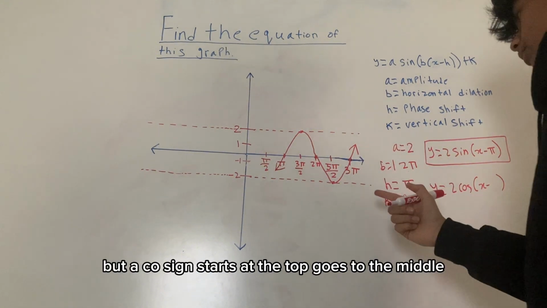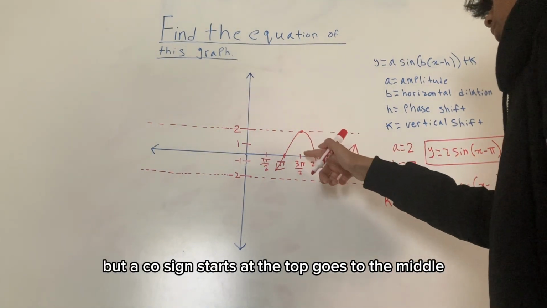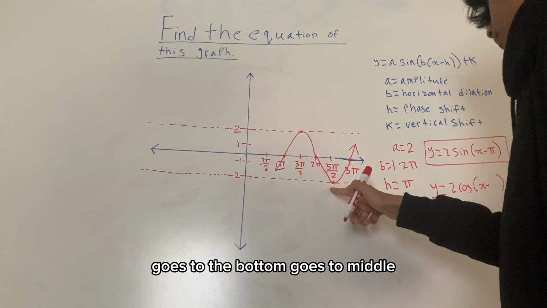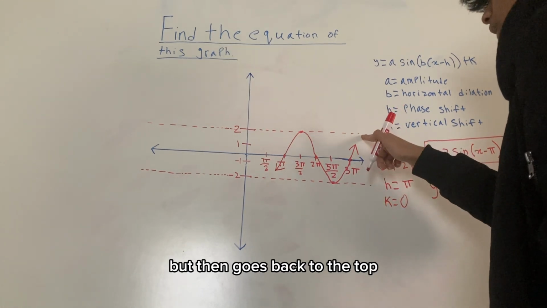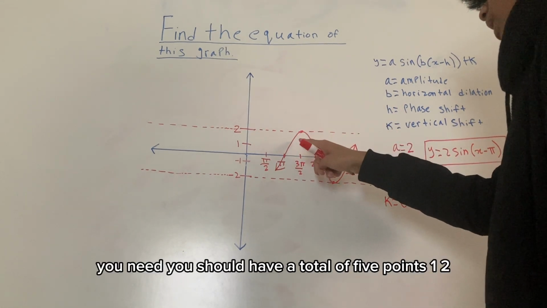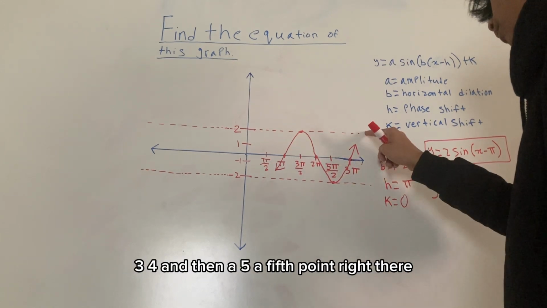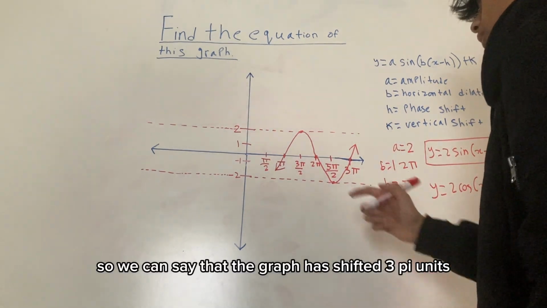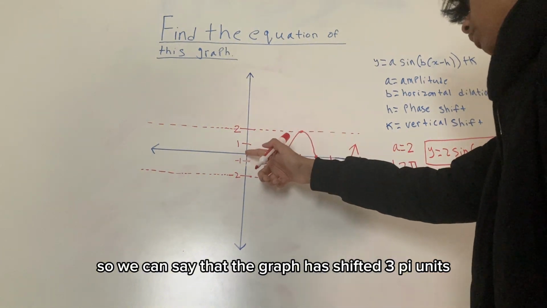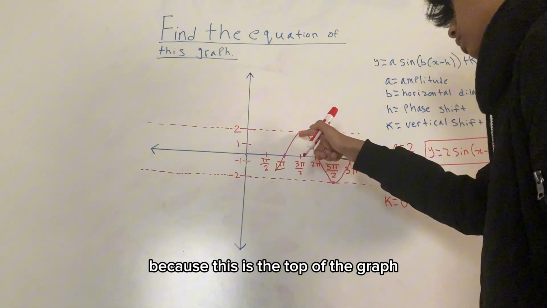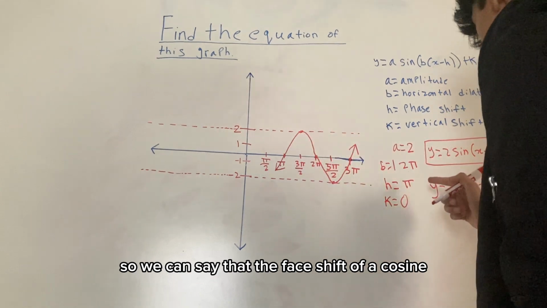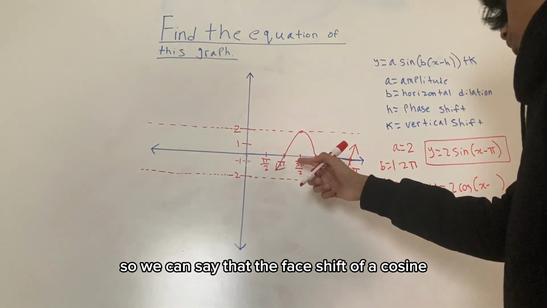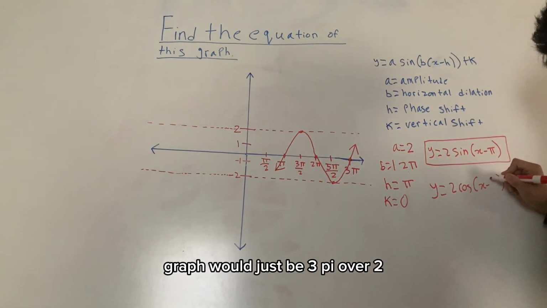But a cosine starts at the top, goes to the middle, goes to the bottom, goes to the middle, but then goes back to the top. You should have a total of 5 points. 1, 2, 3, 4, and then a fifth point right there. So we can say that the graph has shifted 3 pi units, because this is the top of the graph. So we can say that the phase shift of a cosine graph would just be 3 pi over 2.